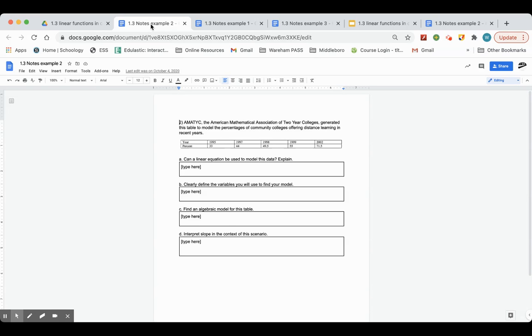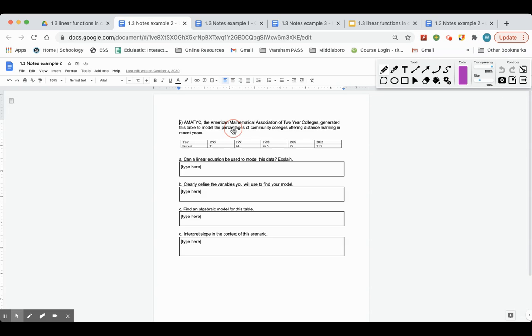It says AMATYC, the American Mathematical Association of Two-Year Colleges, generated the table to model the percentages of community colleges offering distance learning in recent years. So we need to figure out if we can write a linear equation for this function. If so, we'll define our variables, write our model, and then interpret the slope. Remember, if this is a linear function, it's going to represent a constant rate of change. So let's take a look at our table and see if there's a constant rate of change.